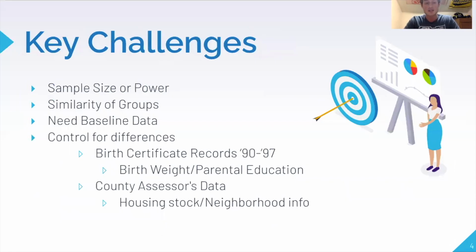Key challenges of a difference in difference. In this case, we have a sample size or power issue, as we have a very small treatment group. Again, you need to look at the similarity of the groups. What are the inherent differences? This ties into selection. We need baseline data to ensure that the groups have similar trends, as well as no major confounding factors. And then controlling for differences, we use birth certificate records as well as county assessors data.